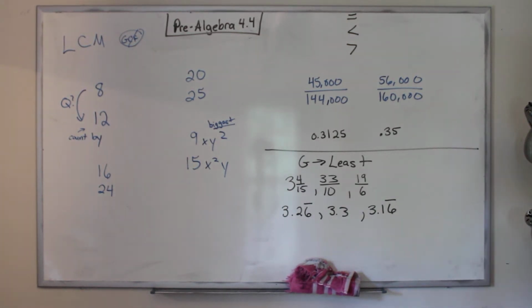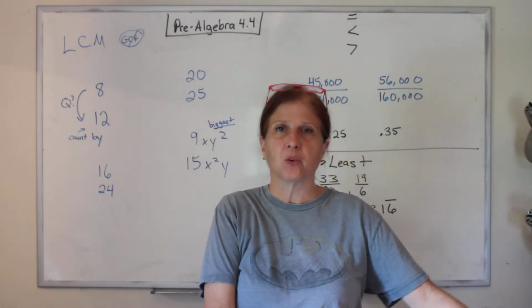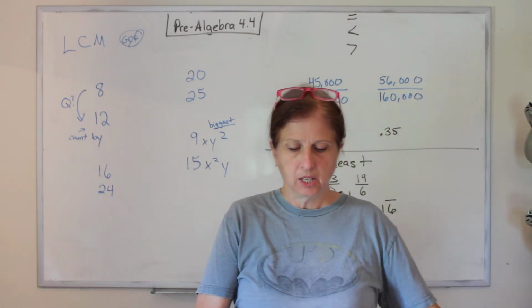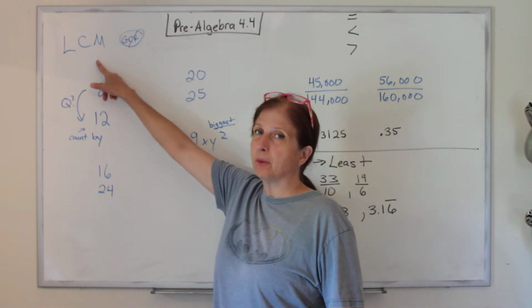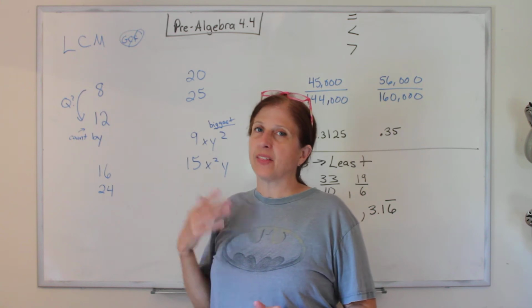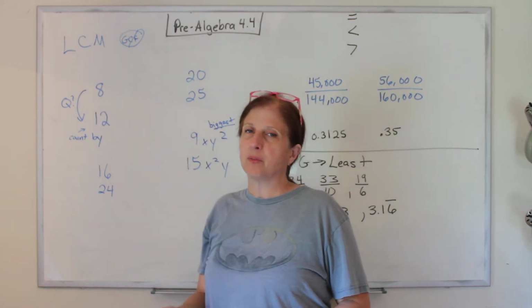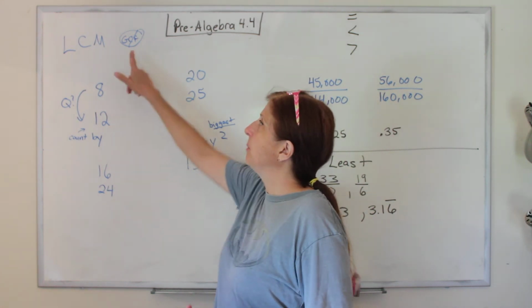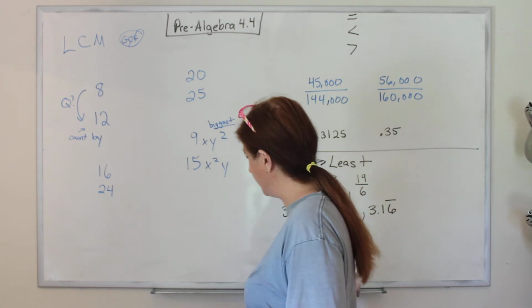Welcome back to Pre-Algebra Chapter 4, Section 4 in this book. And we're going to talk today about least common multiple. Now remember, what makes math hard is not the math, it's the words. And one of the problems is least common multiple and greatest common factor are too much alike, especially when we call this one GCF and that one LCM because we're the cool kids, right?